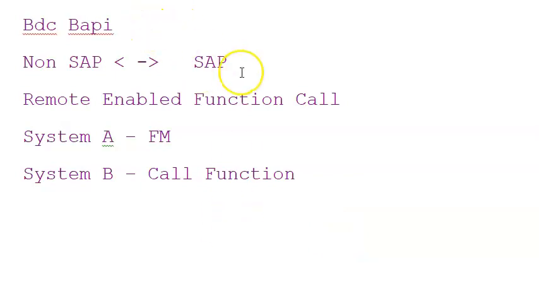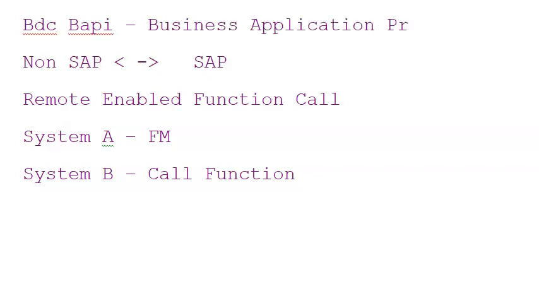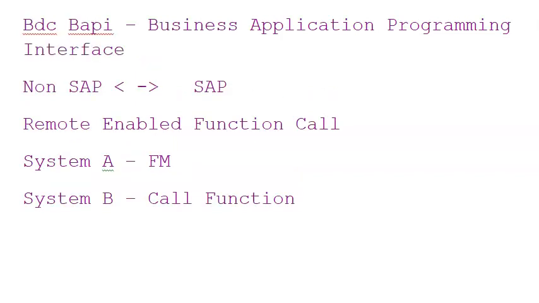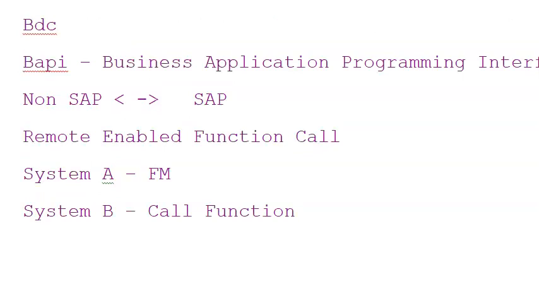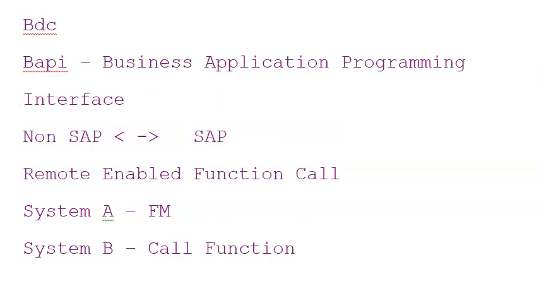BAPI stands for Business Application Programming Interface. What exactly it does is that it can act like two things. It's a hybrid concept wherein it can act like a conversion and it can act like a cross application.